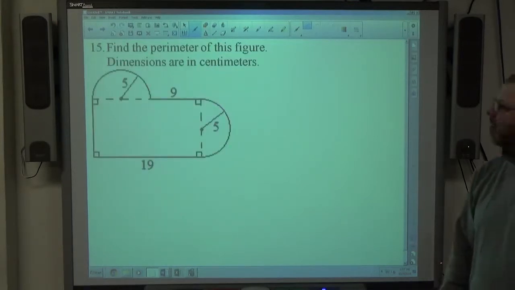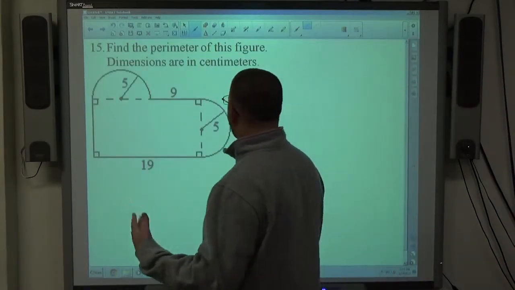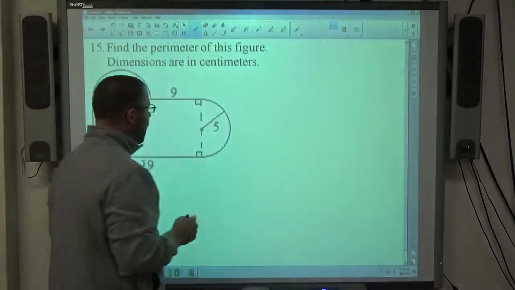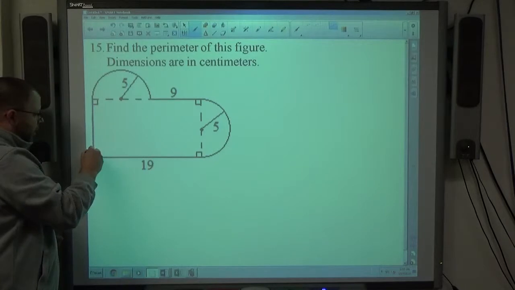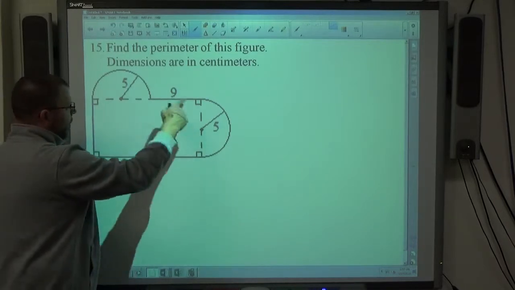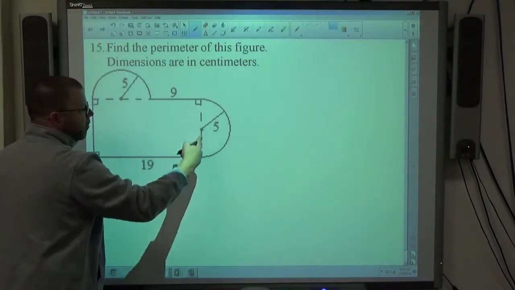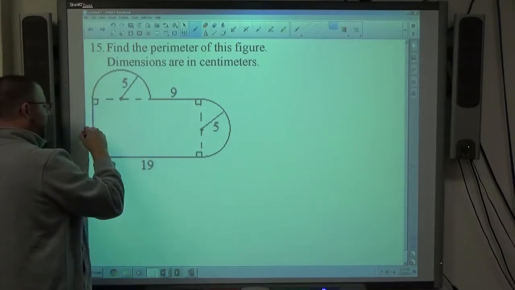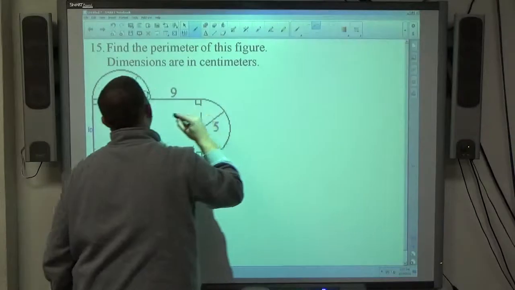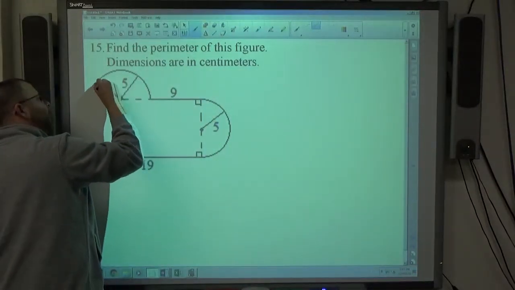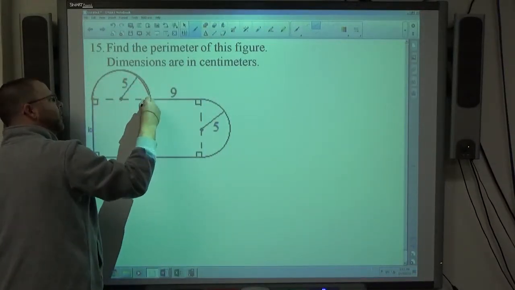Finally, number 15, find the perimeter of this figure. Perimeter is the sum of all the sides. I have to find out how long each side is. A couple of things are missing right here. I don't know how long that side is. It means the fact this rectangle's here. 5 up and 5 down makes a diameter of 10, which means this is 10 over here. I do not know how long this is, the semicircle.